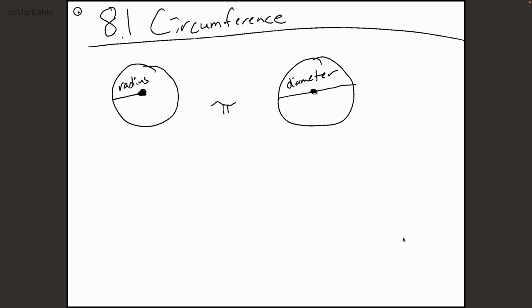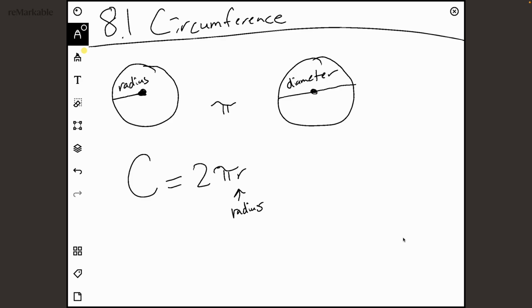When we find the circumference, okay, the circumference is going to be c. This is going to equal 2 pi r. Okay. It's going to be 2 pi r. And what do you think the r stands for? Radius. Okay. Perfect. All right, we're just going to be using that today. Now let's just go ahead and look at some examples.